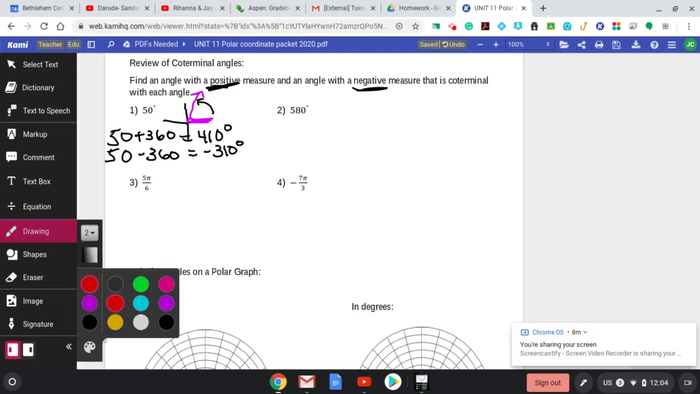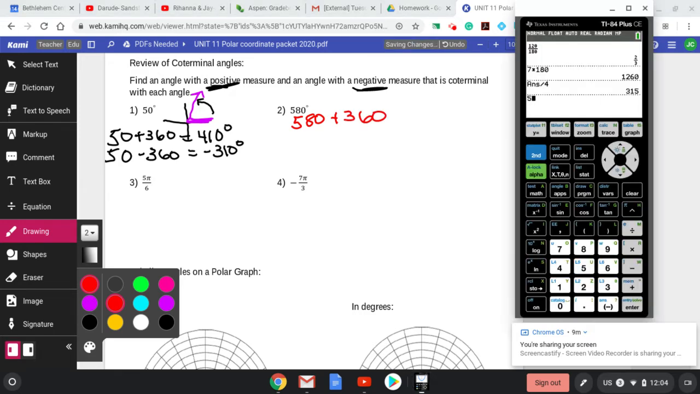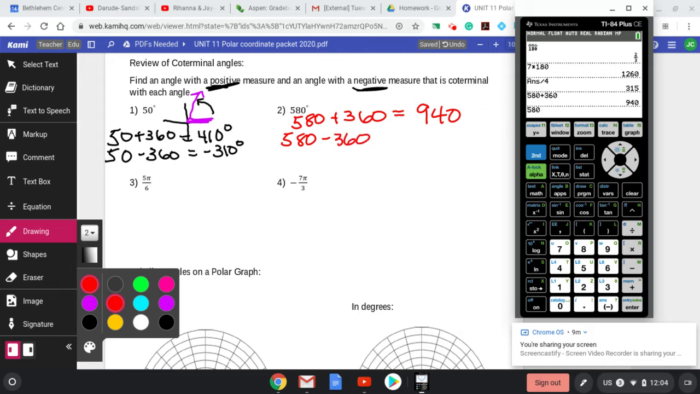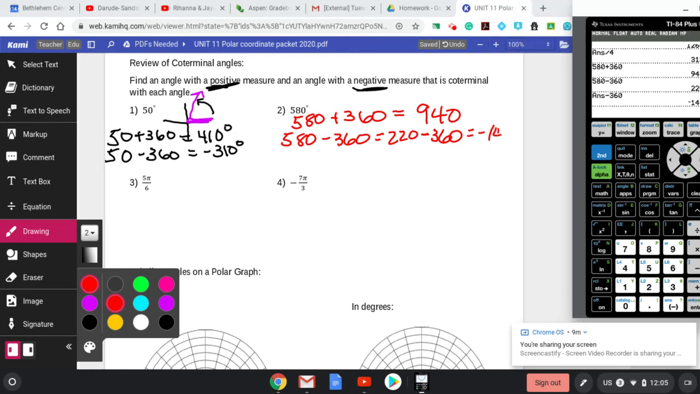So let's do that for 580 right now. So I can take 580, add 360 to it if you want. So I'm going to do a little cheat here. 580 plus 360, 940. Okay. Now, when I subtract 360, you'll notice I end up with 220. Now, that could have also been a positive answer. There's multiple answers here. That could have also been one of my positives, but I still don't have a negative degree measure. So I'm going to keep subtracting 360 until I do have a negative degree. So now I'm at negative 140. Okay. All right, so there's degrees.